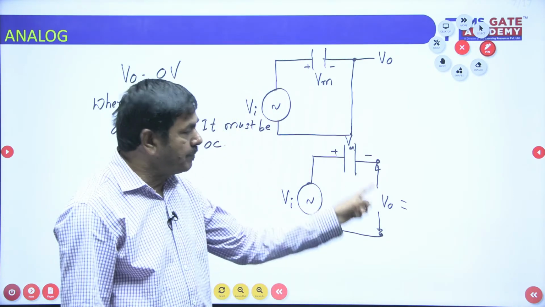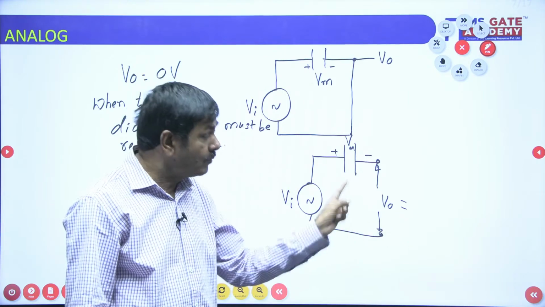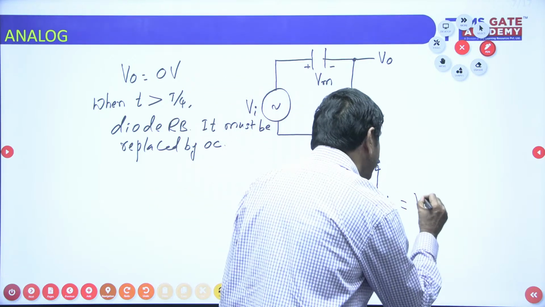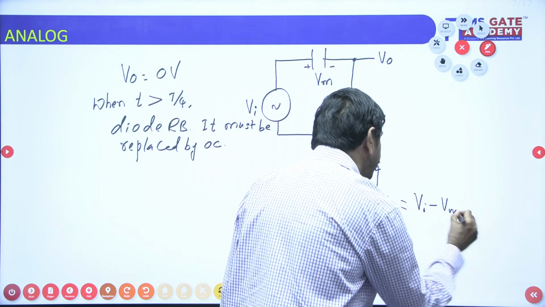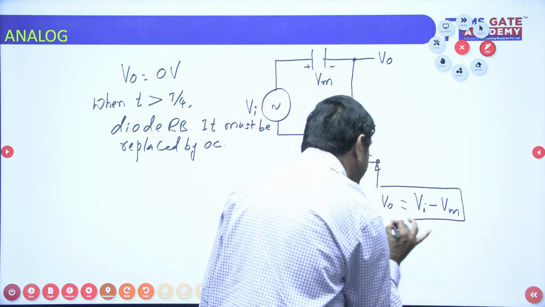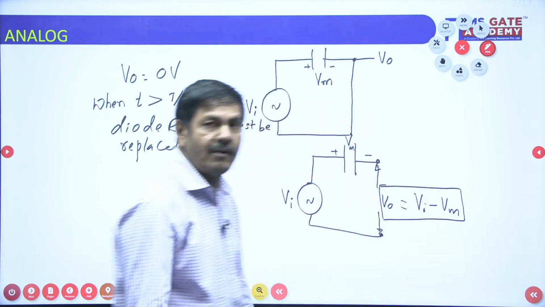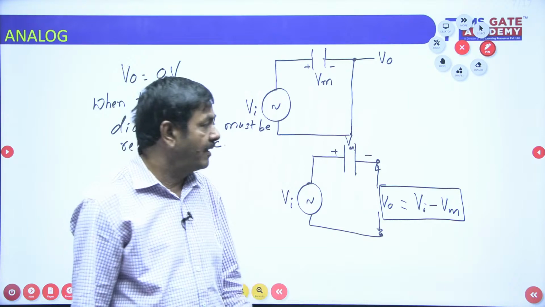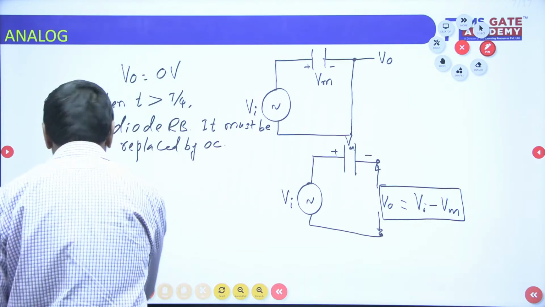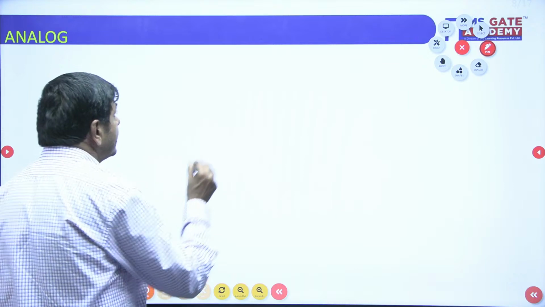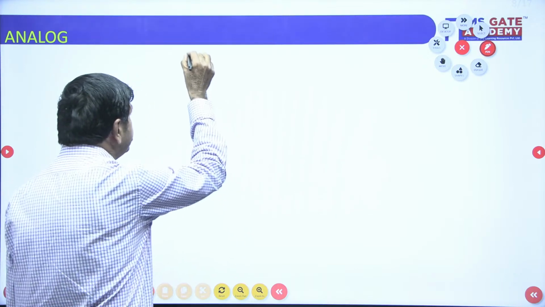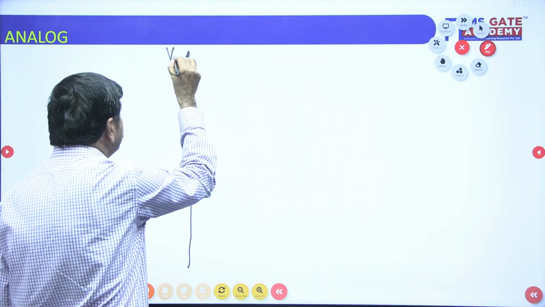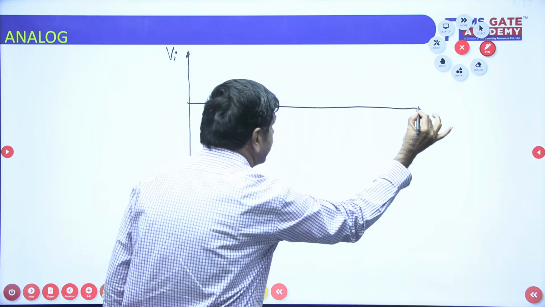When it is acting as an open circuit, current doesn't flow, but voltage exists between these two terminals. That V0 is nothing but Vi minus Vm. By using this equation, I can draw the shape of the output waveform. I will give the input waveform and I will draw the output waveform also. You will get a clear idea. I am giving the input and output here. This is Vi. This is T.